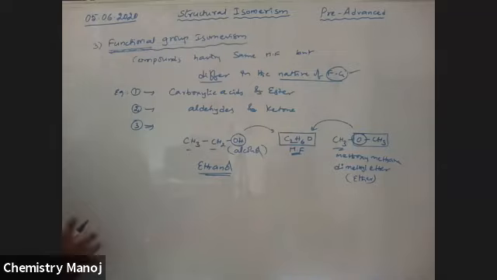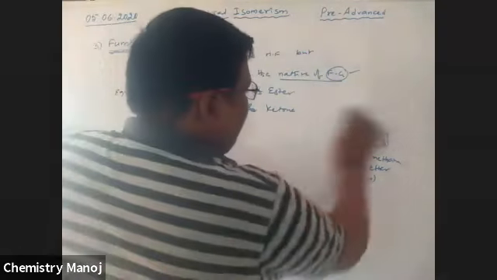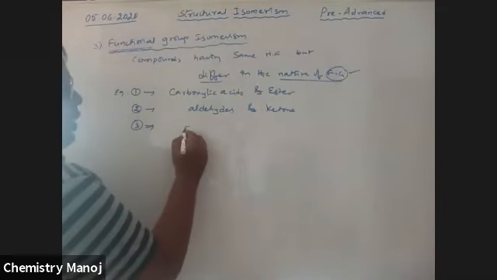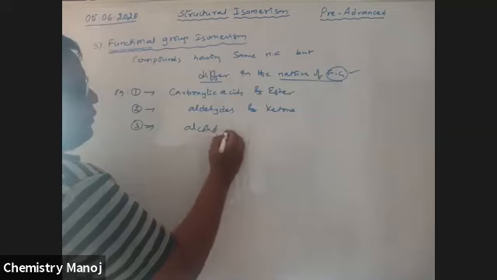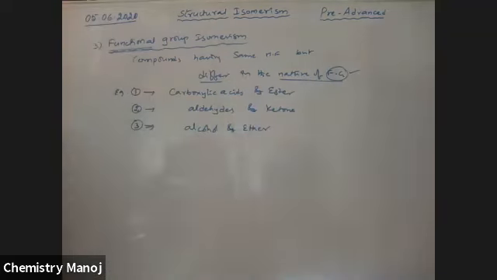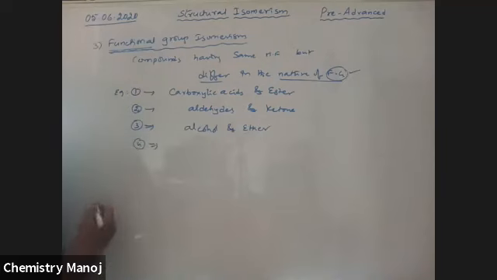That's why I am taking the third set of compounds as alcohols and ethers. This set of compounds are functional isomers. Next, the fourth one. Example 4.